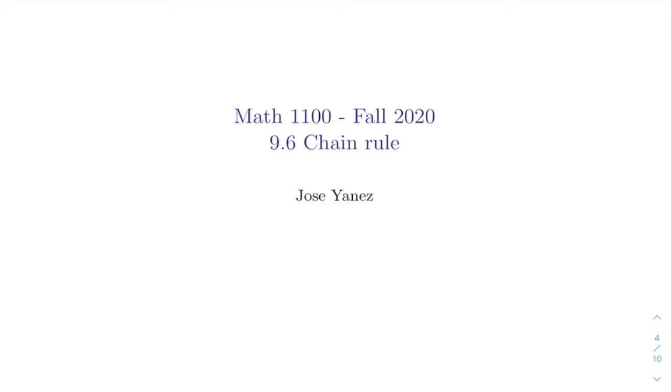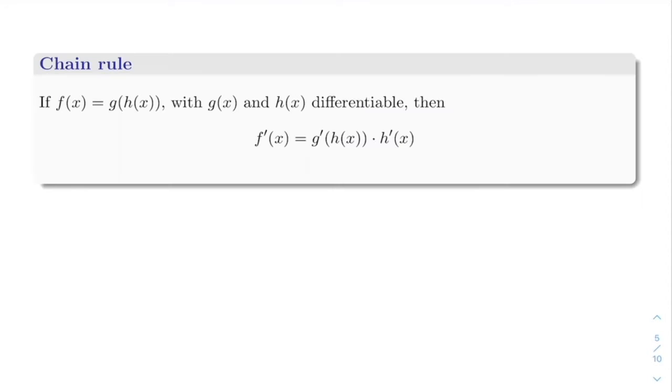Finally, in this video, we will learn how to use the chain rule, which will allow us to compute derivatives of very complicated functions as long as we can write them as compositions of simpler ones. The chain rule is the following formula. If we have a function which is the composition of two functions, g composed with h, then the derivative of f will be equal to the following: the derivative of g evaluated at h of x times the derivative of h.